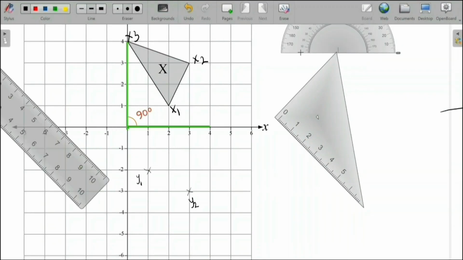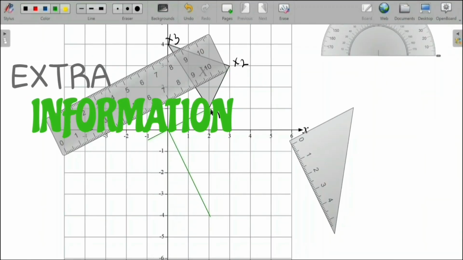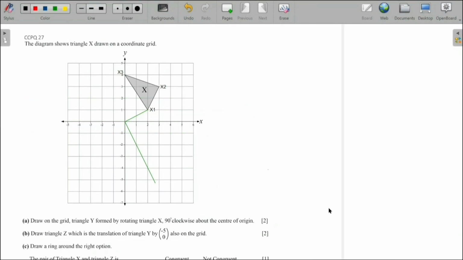Let's rewind a bit for extra information that might be useful to you. For extra information in solving questions regarding 90 degrees rotation, be it clockwise or anti-clockwise, or a 270 degrees rotation, also be it clockwise or anti-clockwise.